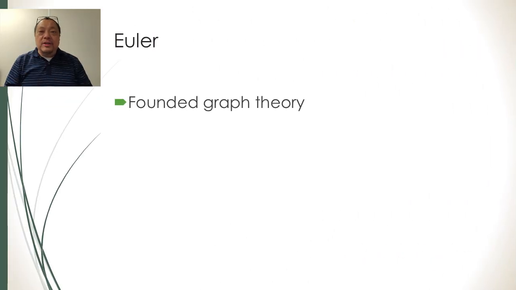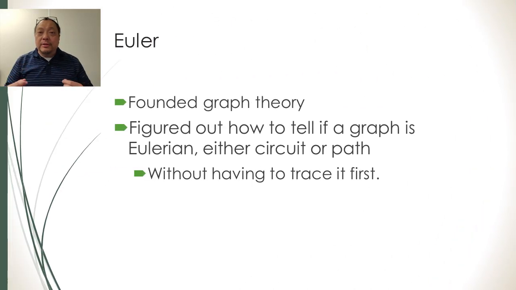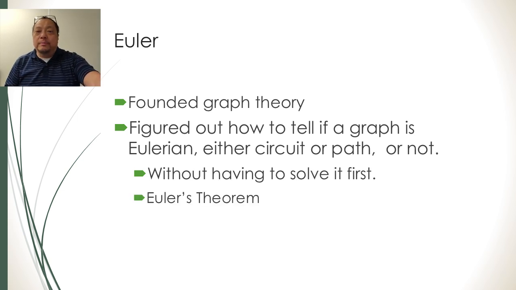In terms of this video, we're interested in Euler because he single-handedly invented the entire mathematical field of graph theory. I have a separate video where I showed that Euler's graph theory is the basis for gene sequencing, and from that, the COVID vaccine. Check it out at the link above. Euler also figured out, and that's the main topic of this video, how to tell if a graph is Eulerian, either a circuit or path, without having to trace it first. That's our Euler's theorem.